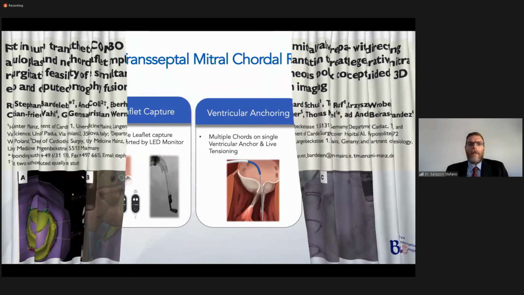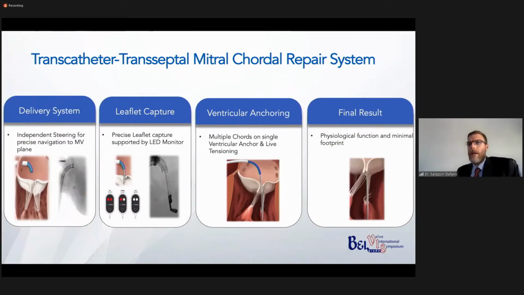But the things that can really change the future of this technique would be the transcatheter transeptal approach. So Neocord is working on this project, and probably the first in man could be done in Q1 2022. So it's the same technique.